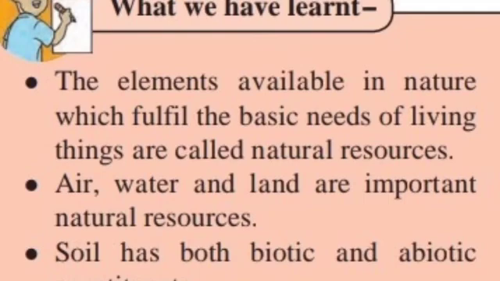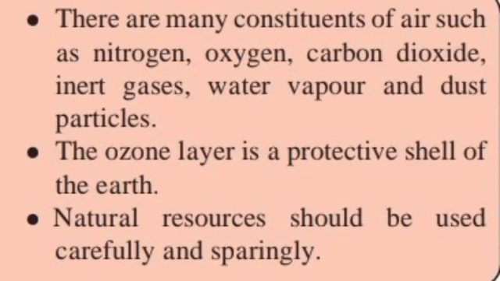So, what we have learned: the elements available in nature which fulfill the basic needs of living things are called natural resources. Air, water and land are important natural resources. Soil has biotic and abiotic constituents. There are many constituents of air such as nitrogen, oxygen, carbon dioxide, inert gases, water vapor and dust particles. The ozone layer is a protective shell of the earth. Natural resources should be used carefully and sparingly.